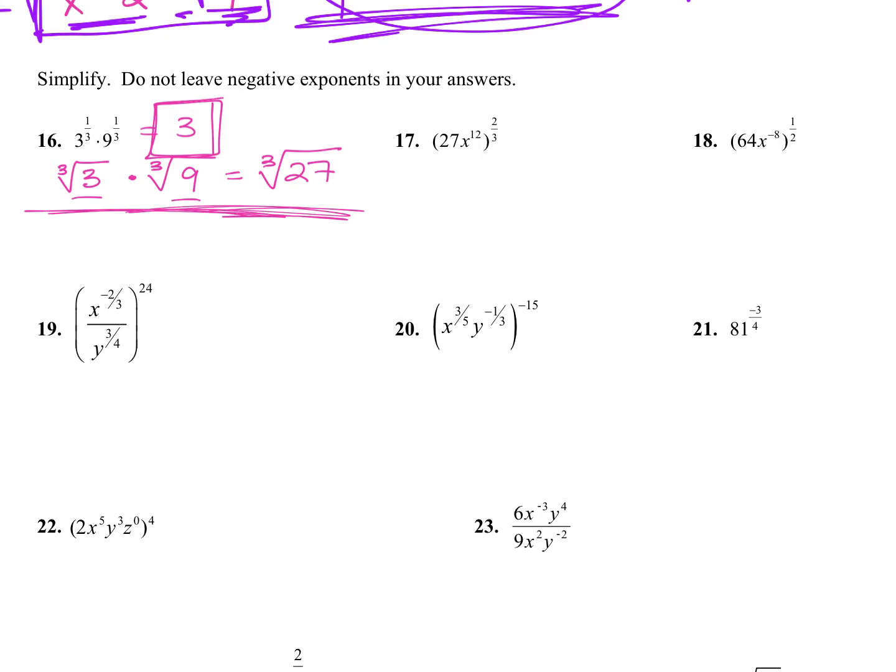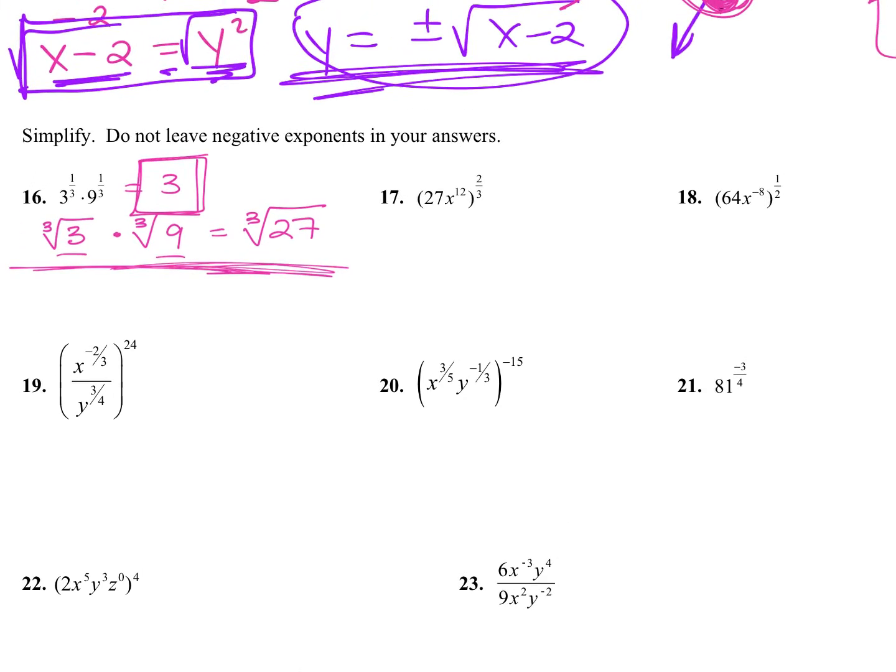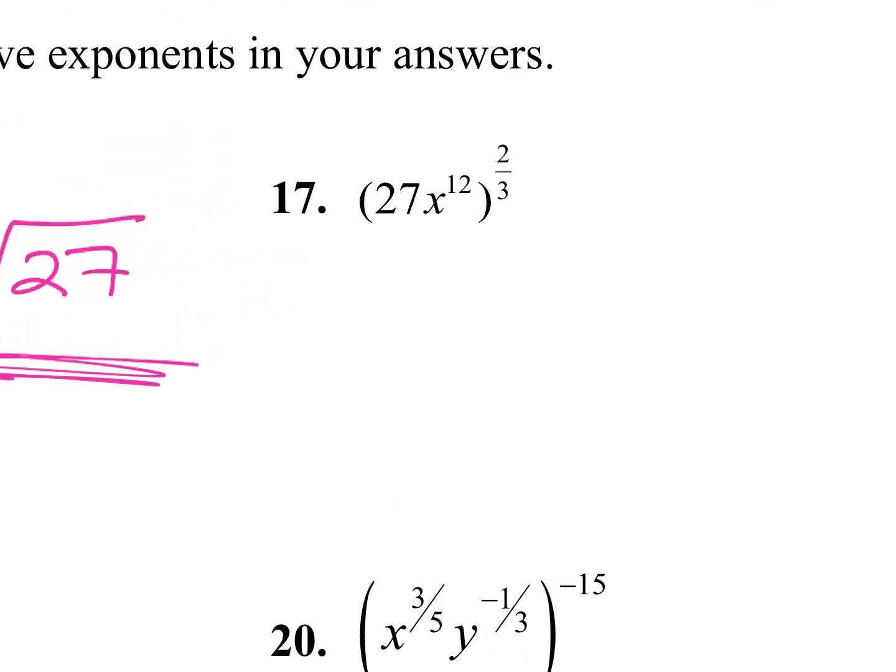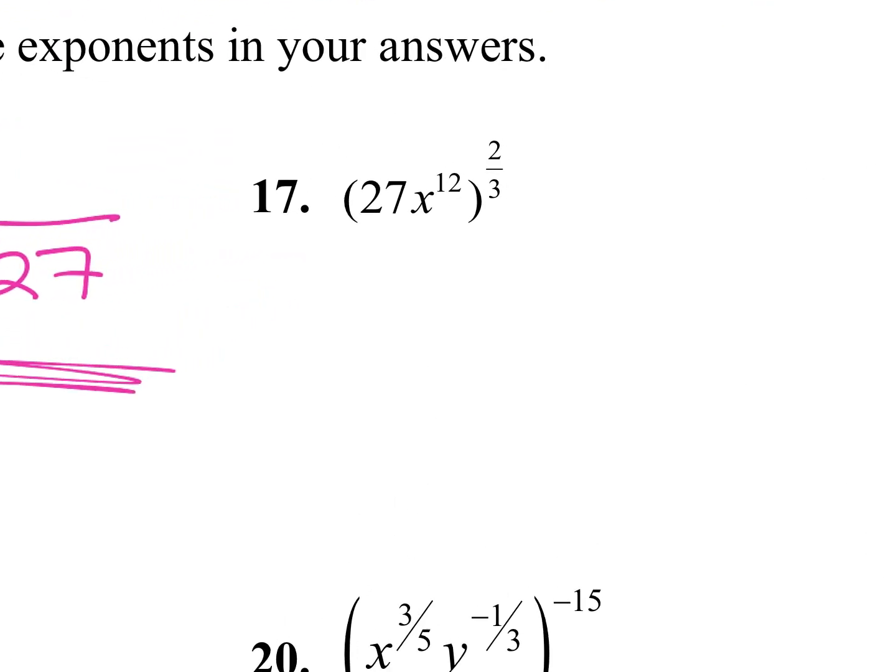Okay, 17. You have 27x to the 12th, and we're taking the whole thing to the 2/3 power. What's the first thing you do? Convert the 2 over 3 to the other form. Yeah. For the number, right? So we're going to take both things to the 2/3 power here, which means we're going to take 27 to the 2nd power, and we're cube rooting, right? That's 27 to the 2/3 power.